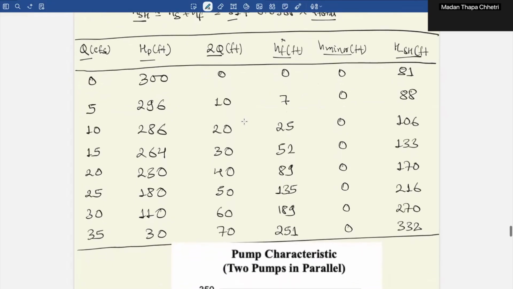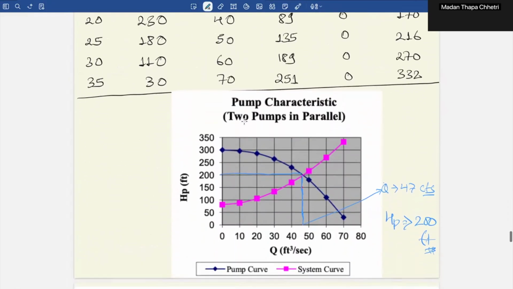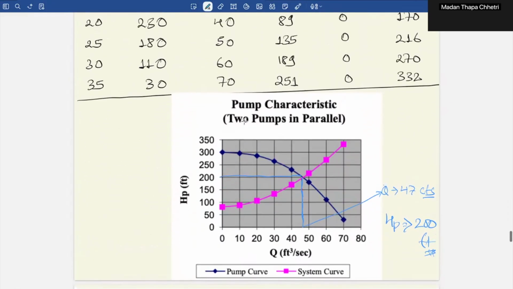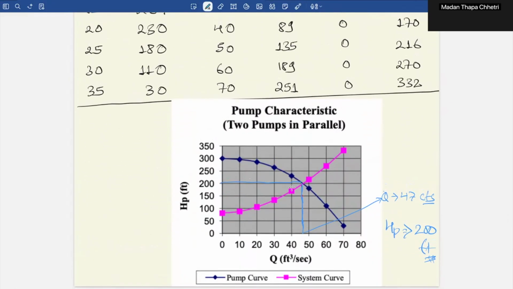So basically it's like this, computing all those things, and when we plot that into a curve, we will have HP and Q meet at this break point, and when we look horizontally, HP seems 200 feet, whereas Q seems 47 cubic feet per second.